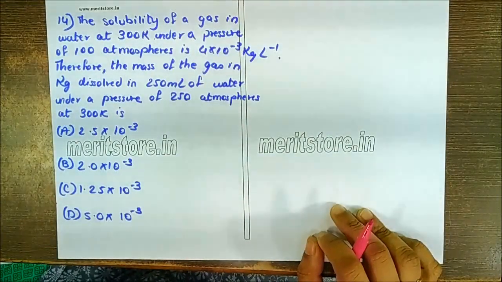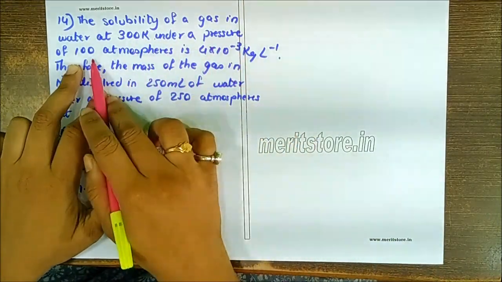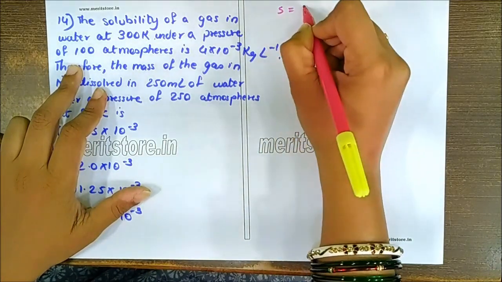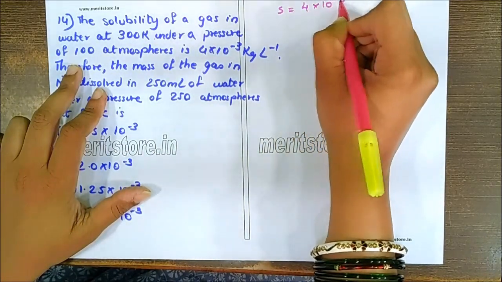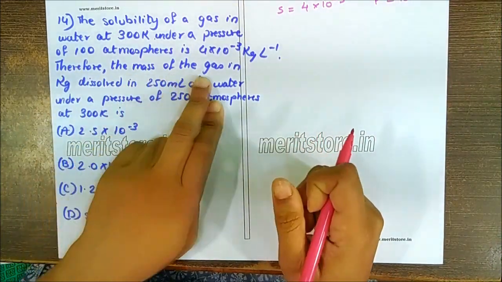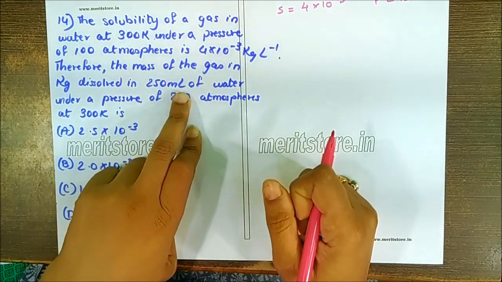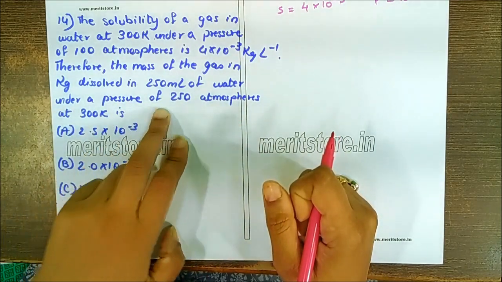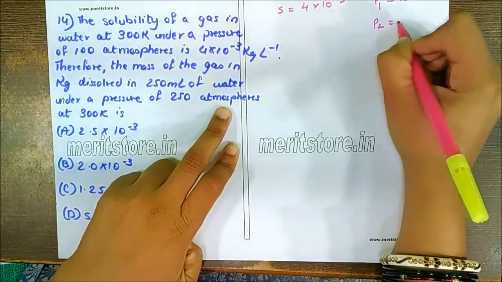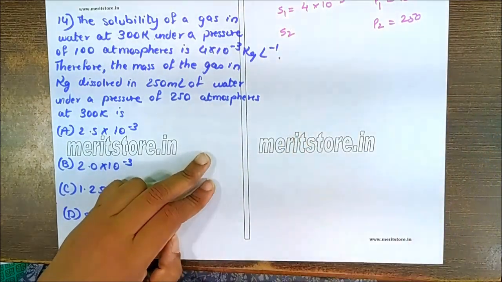Question number 14: the solubility of a gas in water at 300 Kelvin under pressure 100 atmosphere is given. So let's say S is equal to 4 into 10 raised to minus 3 when the pressure is 100 atmosphere. Therefore, find the mass of the gas in kg dissolved in 250 ml of water under pressure of 250 atmosphere. Now let's assume this is P1, and this is P2. P2 is 250 atmosphere. We have to first calculate S2 for this.